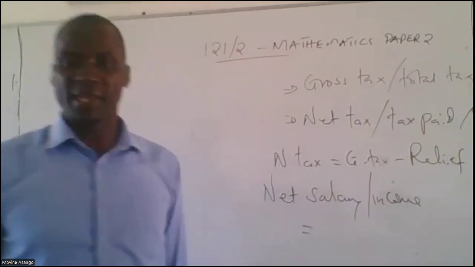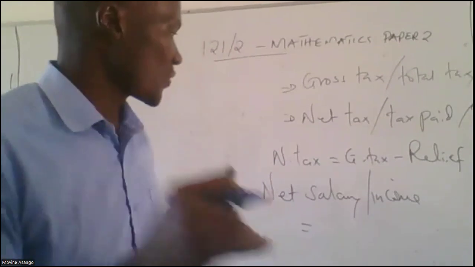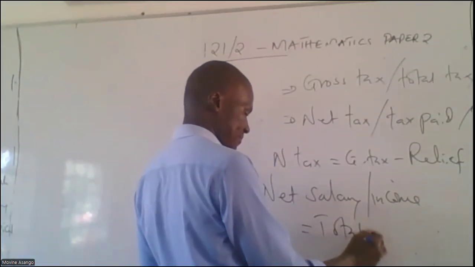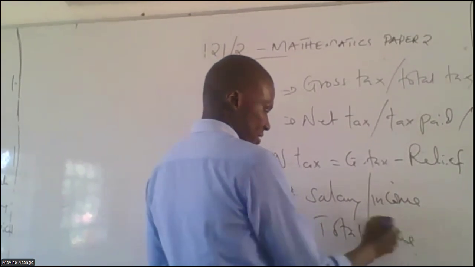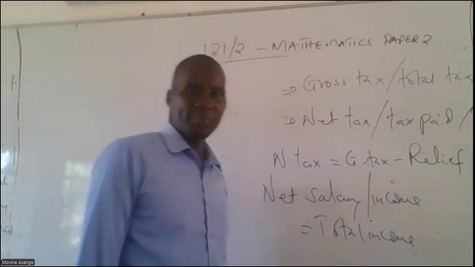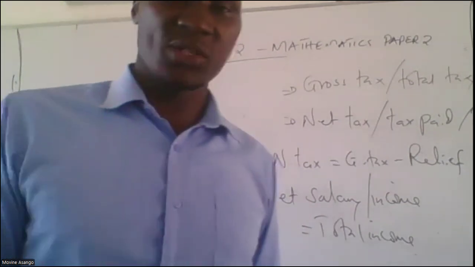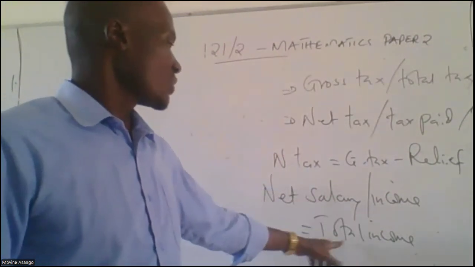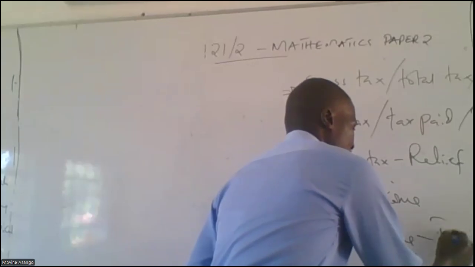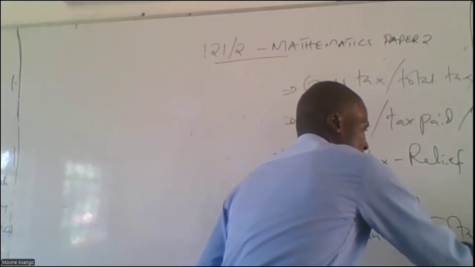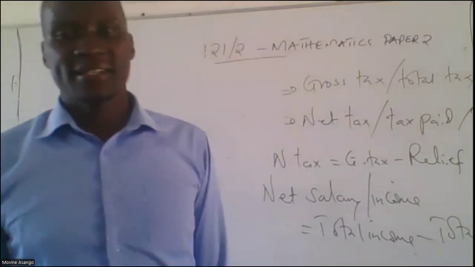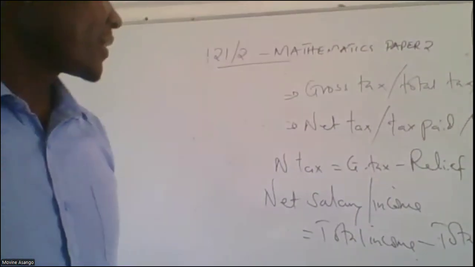Net income is what remains after you have removed everything. So this is what we'll say. Net income is equal to total income. Total income. I'm not saying taxable income. I'm saying total income. Net salary is total income minus total deductions. Net salary is equal to total income minus total deductions.